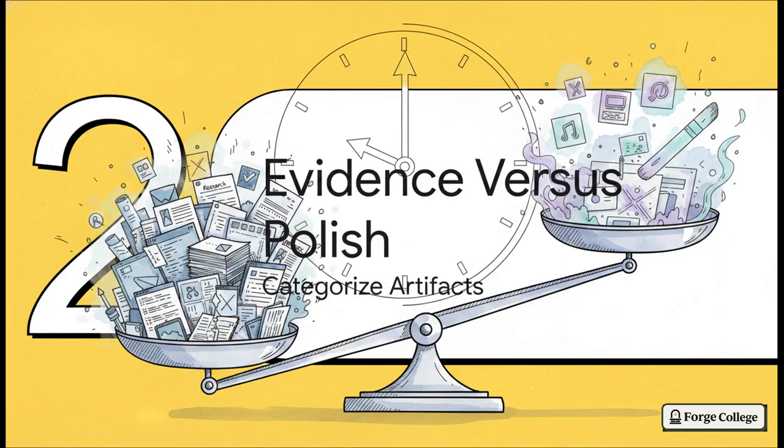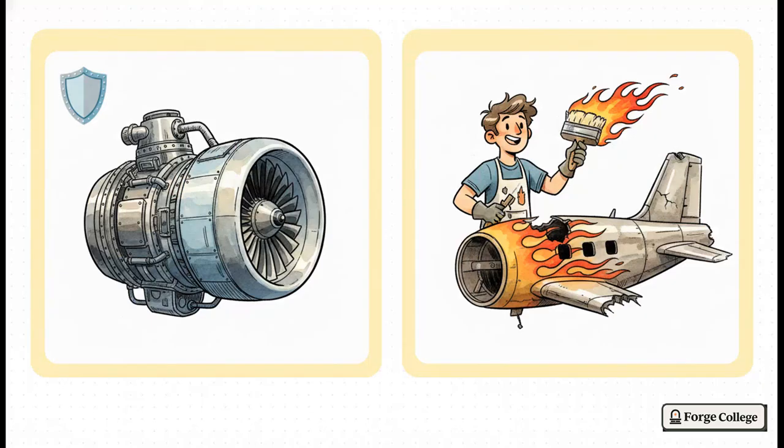Moving right along to Section 2, evidence versus polish. Let's talk about categorizing your artifacts. We need to have a slightly tough conversation here about where devs tend to spend their time versus where they actually should be spending it. We really need to strictly categorize your work.